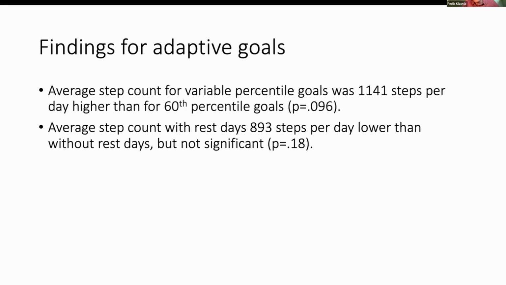But what was interesting on the adaptive goals is that the more variable goals resulted in a statistically marginally significant, but substantial increase in terms of effect size, of over 1,000 more steps per day. And this is averaging across all 4 months, right? People who had more variable goals walked on average about 1,000 steps more per day than those who got the 60th percentile goal. There was also a slight decrease in performance for people who got the rest days, but that was not statistically significant.